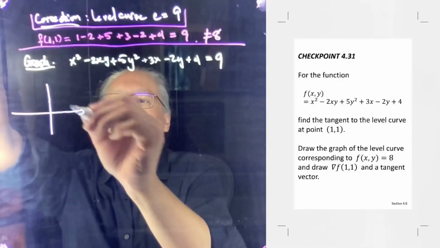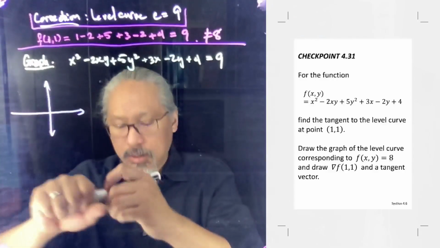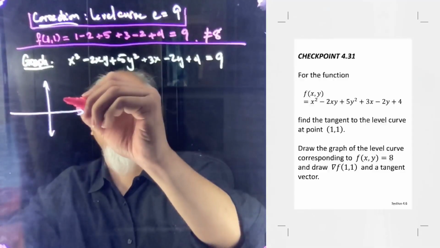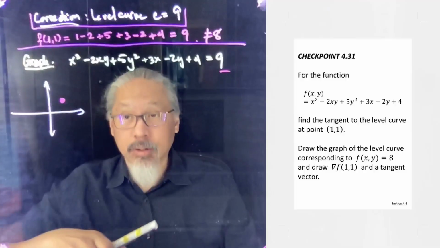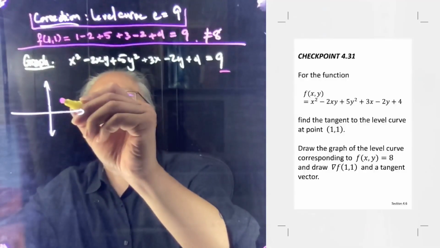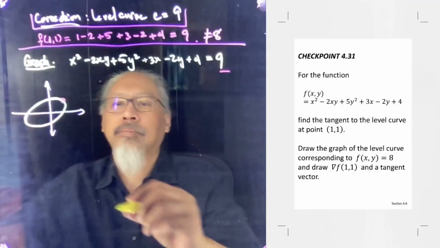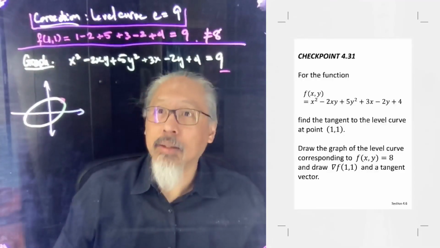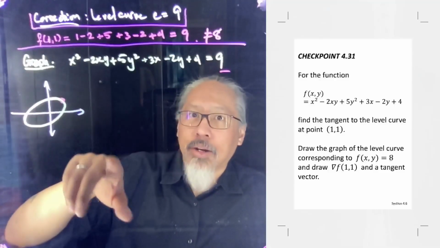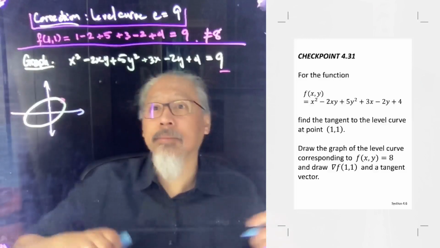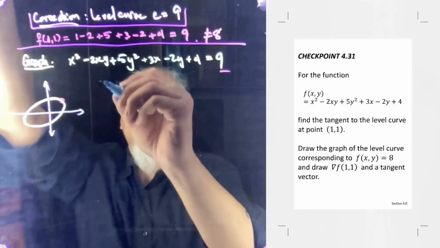We have the x and y axes, and I'm not even sure exactly where the center point is. All I know is that we have the point (1, 1) right here, and the level curve at 9 will give us a graph that looks like, as I said, a slanted ellipse. Okay. And then we want to find the equation of the tangent line, and then we want to graph our gradient vector.